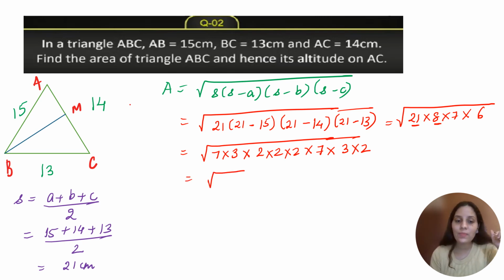So ultimately, what do we have? Now let us find the pairs. 7 has its pair, so it can be taken out from the root.